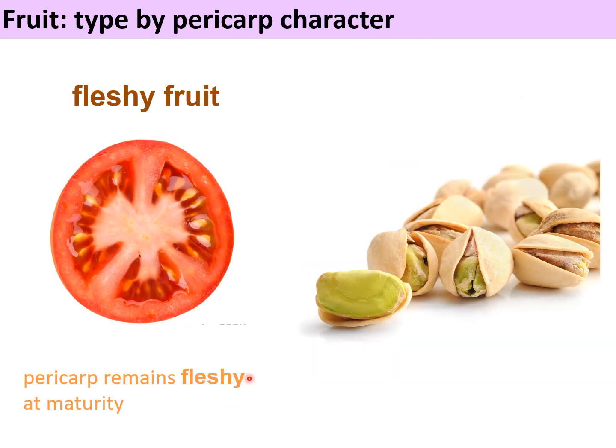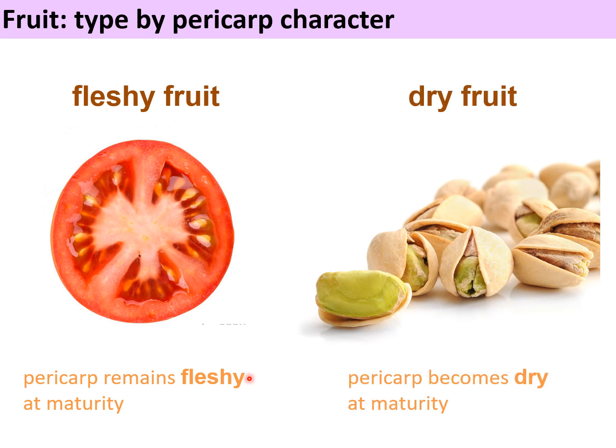On the other hand, if we separate the type of fruit by using the pericarp, it can be two types. The first one is fleshy fruit and the second one is dry fruit. The fleshy fruit has a pericarp that remains fleshy at maturity, but in the dry fruit, at maturity, the pericarp becomes dry.